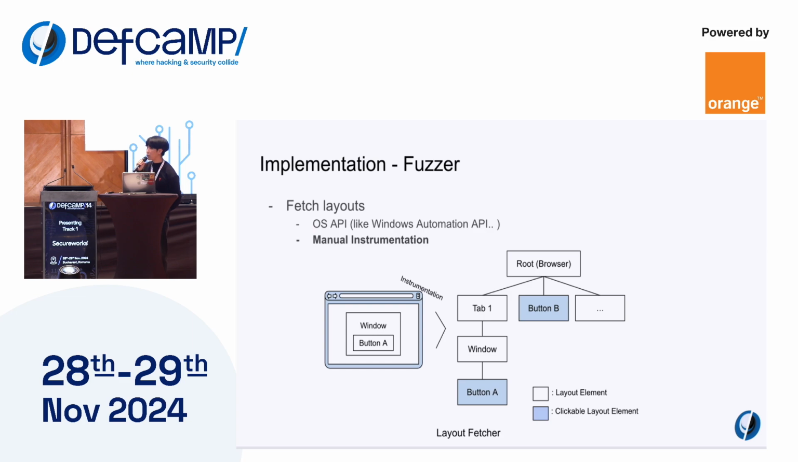Now let's move to the real implementation details. I tried many techniques to fetch the browser layout, but in the end, I decided to directly insert code into the Chrome browser. Layouts are usually created in a square shape, so by inserting code into the layout initialization process, I could know the exact coordinates of the square shape of the layout and the layout tree. The key of fetching layout is identifying clickable layout because we want to avoid meaningless layout. So we focus on finding the layout that can accept mouse clicks.